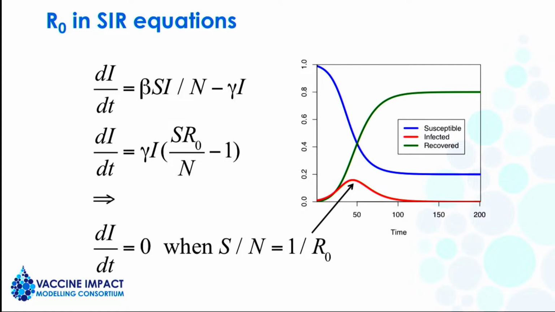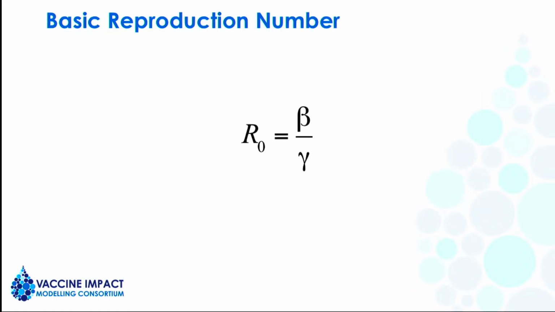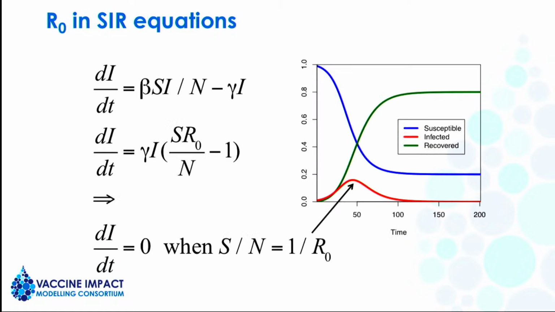This is handy because we can use it in our model equations. So we have exactly the same equations before, but everywhere we've got beta over gamma, we've put in R0. So now we've directly used it in our equations. And there's a tiny bit of rearranging, but you can see now we've got R0 in our equation for I.